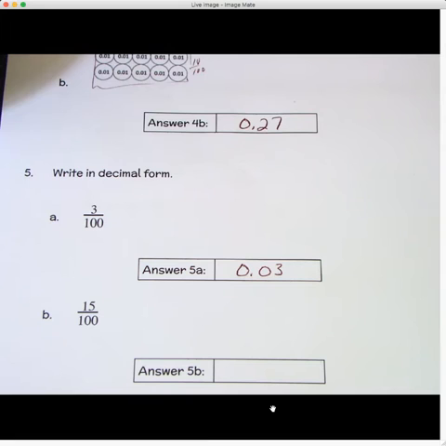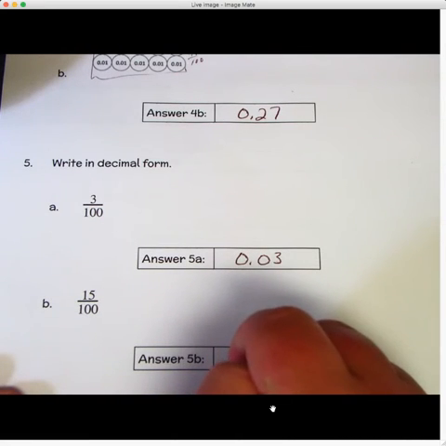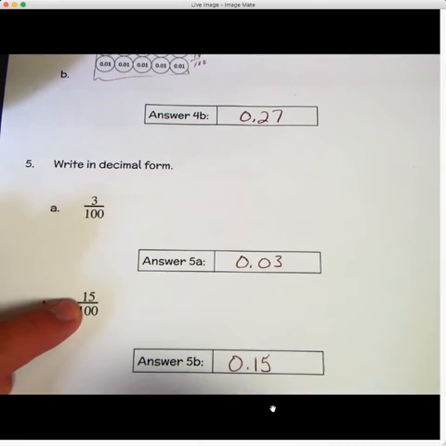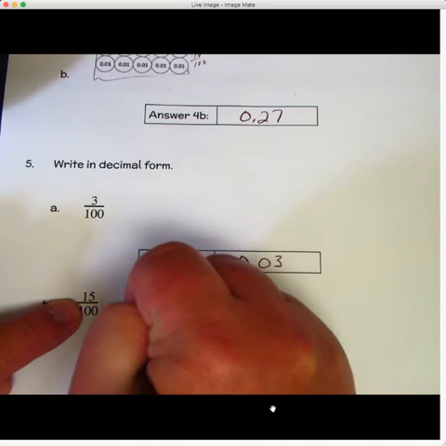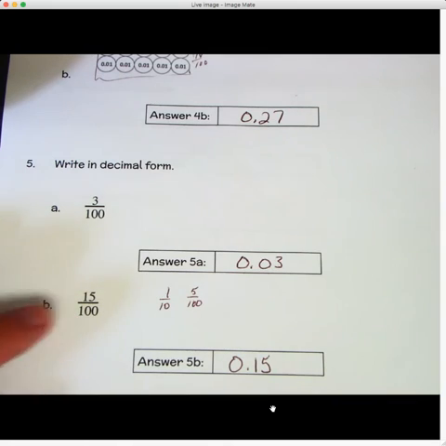But this time we've got 15 hundredths. So make sure that 5 is in the hundredths place. And what they're wanting you to see is if we're thinking equivalent fractions today, 15 hundredths would be the same thing as 1/10 and 5 hundredths. Okay? 1/10 and 5 hundredths.